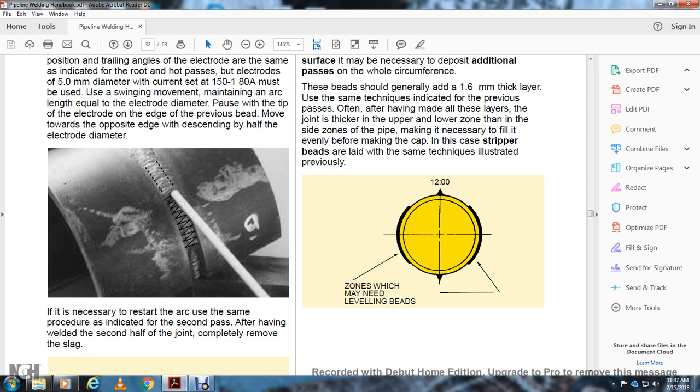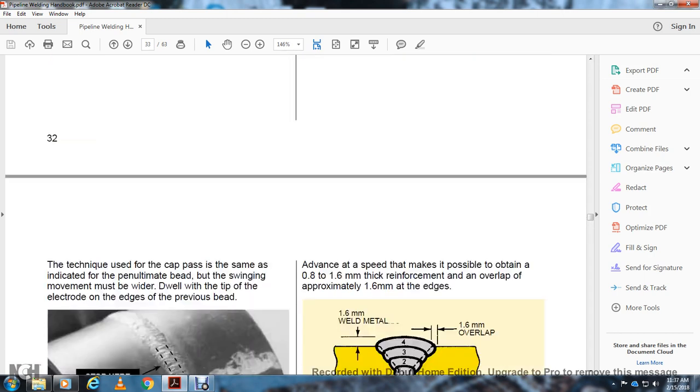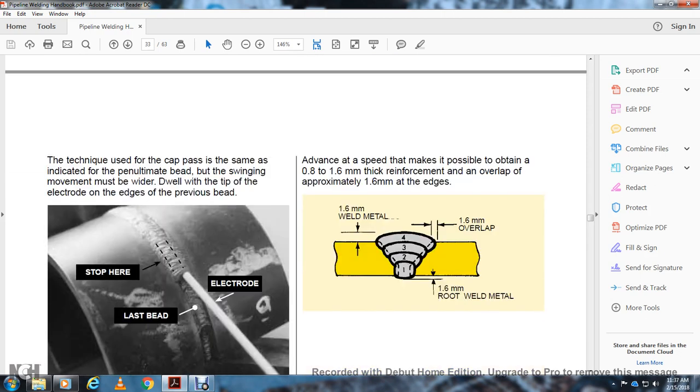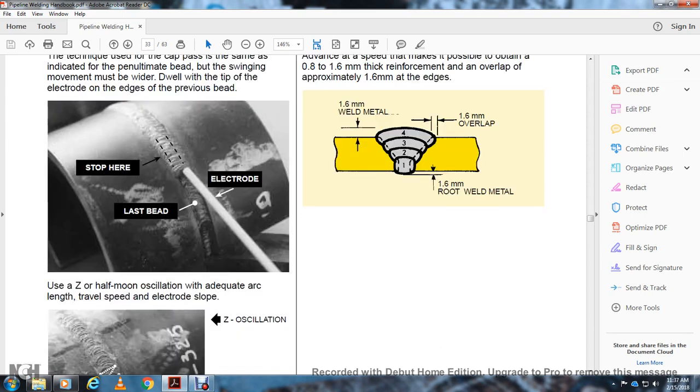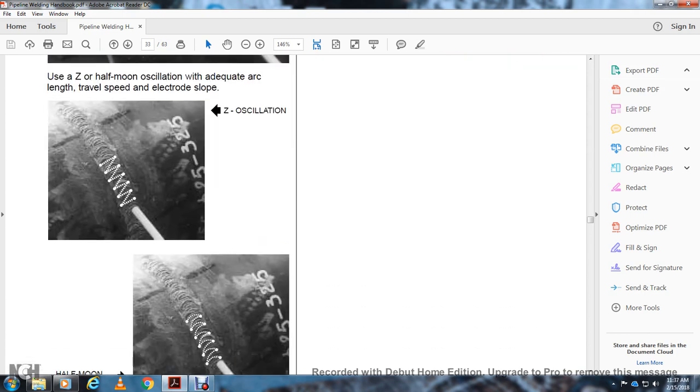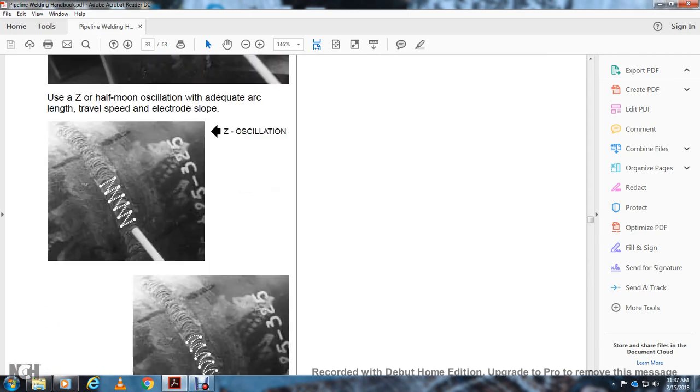Zones which may need the leveling beads are at the 12 o'clock position. The technique used for the cap pass is the same as indicated, with the pendulum edge of the bead, but the swing movement must be wider, with a dwell of the tip of the electrode at the edge of the previous bead. Use a Z or half moon oscillation with adequate arc length, travel speed, electrode speed and electrode slope. The Z oscillation is shown, and then you have your half moon oscillation.